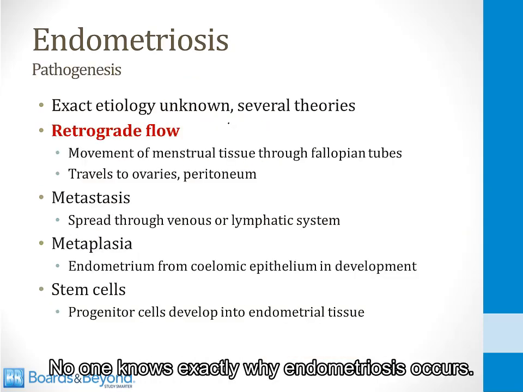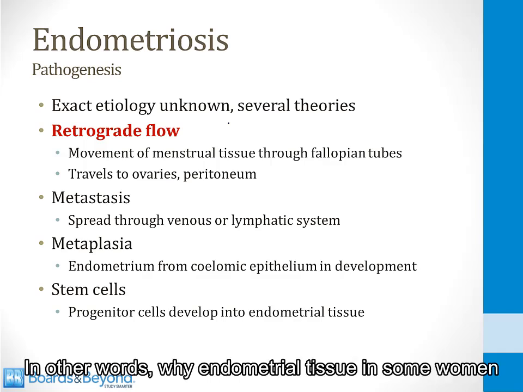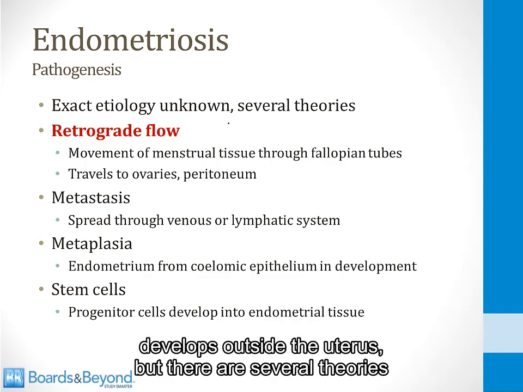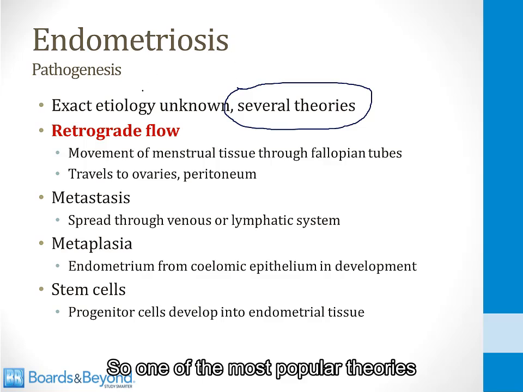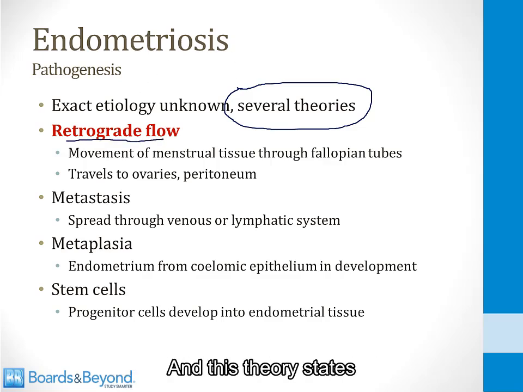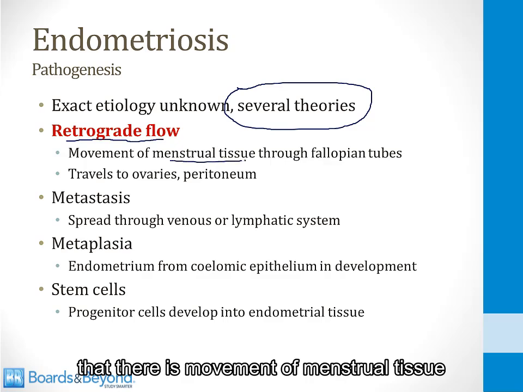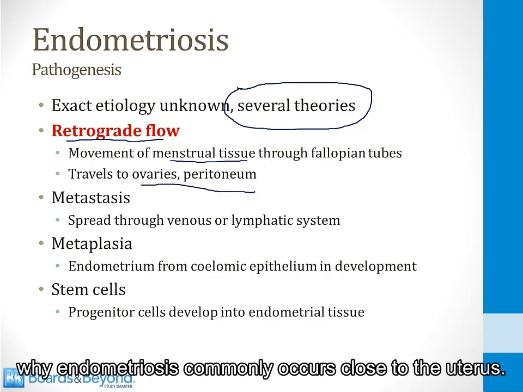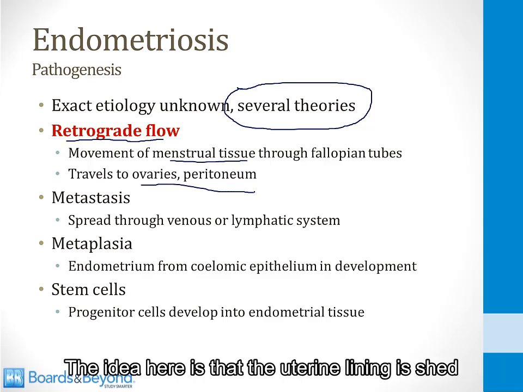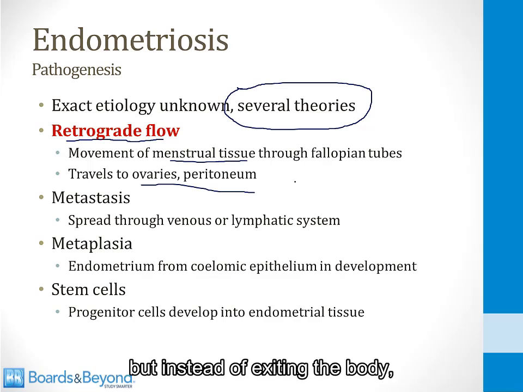No one knows exactly why endometriosis occurs, in other words, why endometrial tissue in some women develops outside the uterus, but there are several theories, and they like to ask you about this in the Step 1 exam. So one of the most popular theories is the theory called retrograde flow, and this theory states that there is movement of menstrual tissue through the fallopian tubes that travels to the ovaries and peritoneum. And this theory explains why endometriosis commonly occurs close to the uterus. The idea here is that the uterine lining is shed at the time of menstruation, but instead of exiting the body, it travels to other locations.